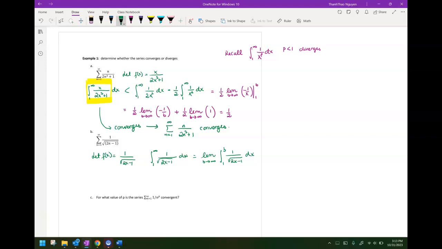We can do a u substitution, and this becomes the limit as b approaches infinity of the square root of 2x minus 1, evaluated from 1 to b. This is equal to the limit as b approaches infinity of the square root of 2b minus 1, minus 1. This is equal to infinity. This means the integral diverges. Therefore, the series diverges.